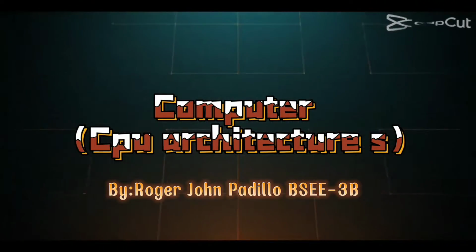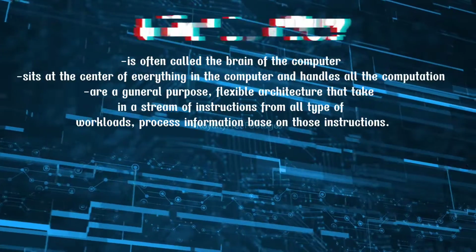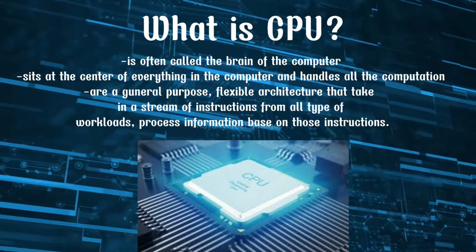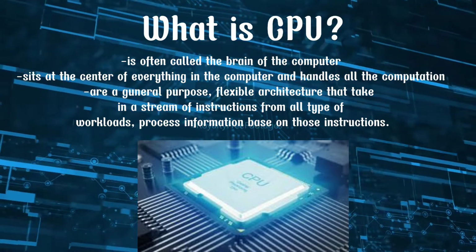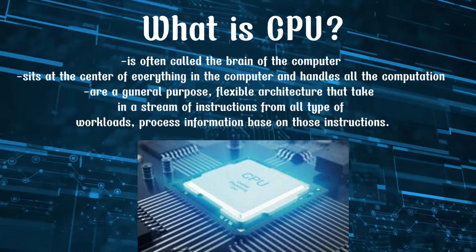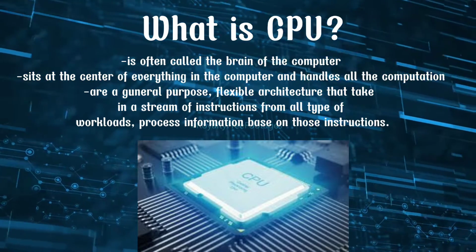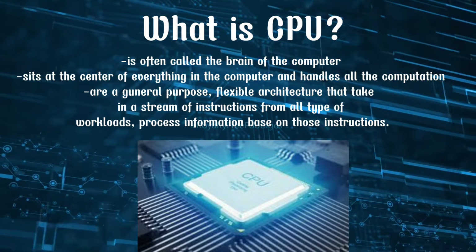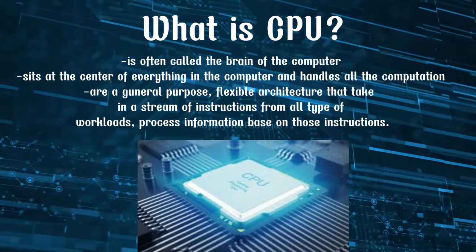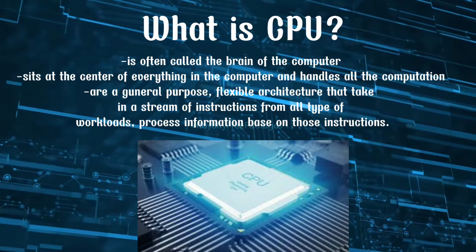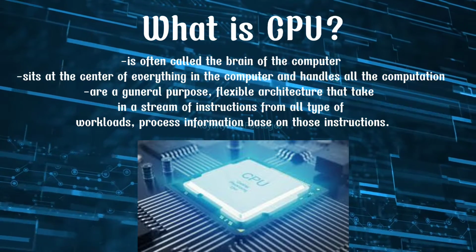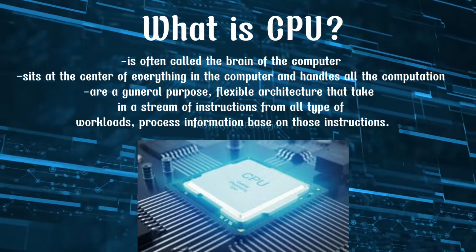Today, sir, this is my performance task number 7. To start with, what is CPU? It is often called the brain of the computer. It sits at the center of everything in the computer and handles all the computation. They are the general-purpose, flexible architecture that take in a stream of instructions from all types of workloads. Processes information based on those instructions.